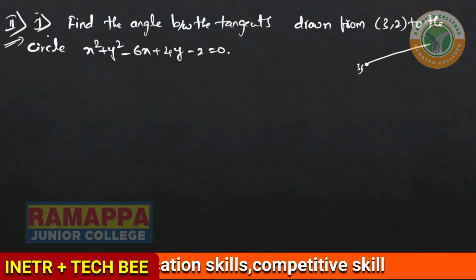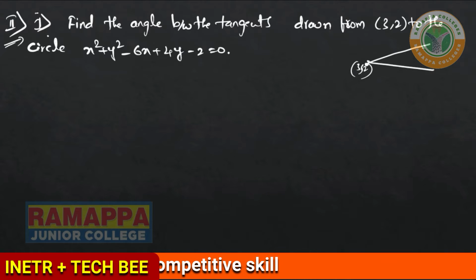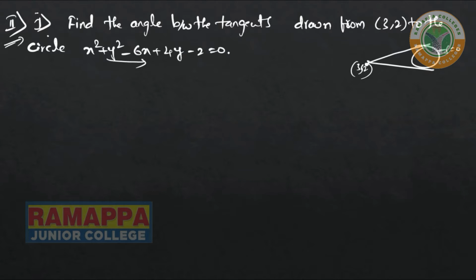point (3, 2) to the circle S = 0. So this is the circle given, and he is asking us to find this angle. From this we get the values g = -3 and f = 2, and the given point is (3, 2). Okay, so we need to find r.